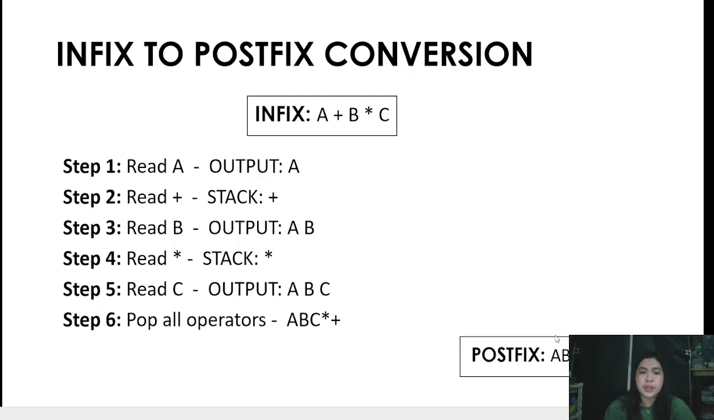Next, step 3 is read B. It is an operand, so add to output, and the output will be A, B. And step 4, read the asterisk, which has higher precedence than the plus sign, so push it onto the stack, which is asterisk. Step 5, read C, operand, add to output, so we have ABC. Now, at the end of the expression, we pop all the operators. So the output will be ABC asterisk plus. So our postfix result is ABC asterisk plus.